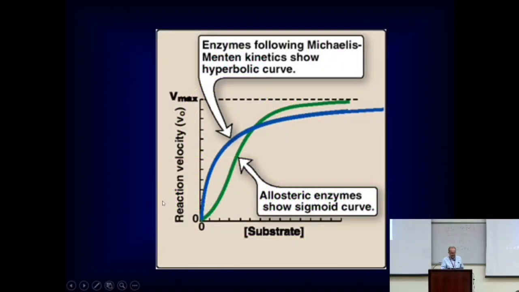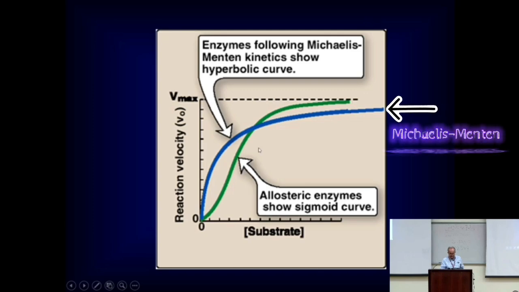Here's an enzyme reaction velocity as a function of substrate concentration. This blue line is a representative enzyme that follows Michaelis-Menten. It starts in a linear phase and then eventually saturates at Vmax. Okay, we'll get back to that shortly.